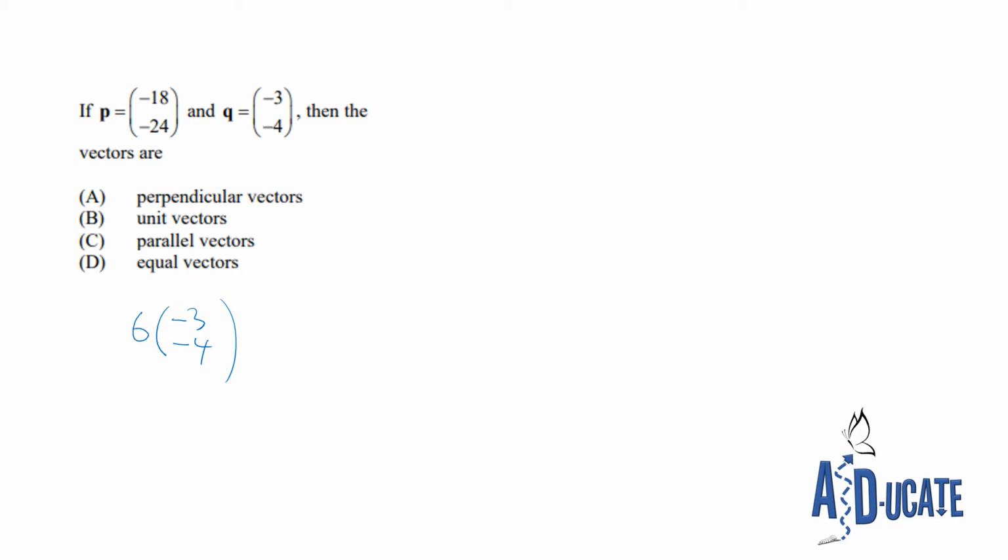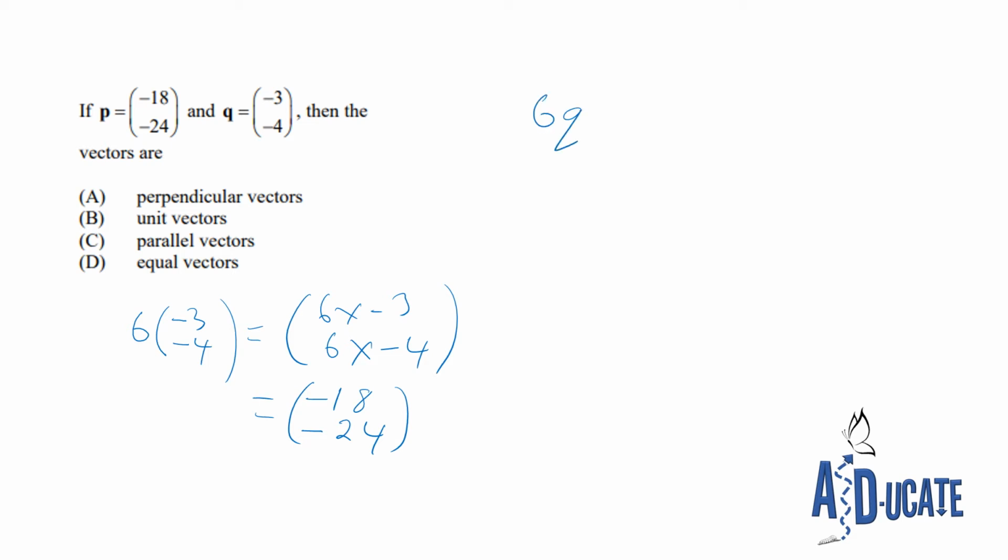So let us do that. We have 6 times -3 and 6 times -4, and that would give us -18, -24. And so we realize that 6q is equal to p. So p is a scalar multiple of q, and therefore these two vectors are parallel vectors.